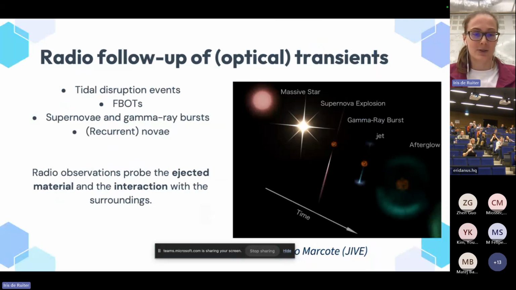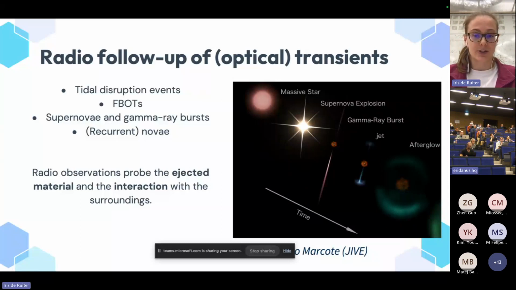A general picture is that in the radio, we probe the ejected material during a transient or an explosion, and how this ejected material interacts with the surroundings. You can see a picture here where a massive star collapses and we get a supernova explosion, and sometimes we can also observe the gamma ray burst. All the material that is expelled during this explosion will start to interact with the surrounding medium, and this is the afterglow that we can see in the radio.